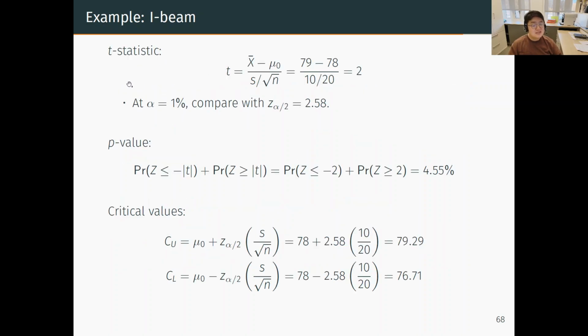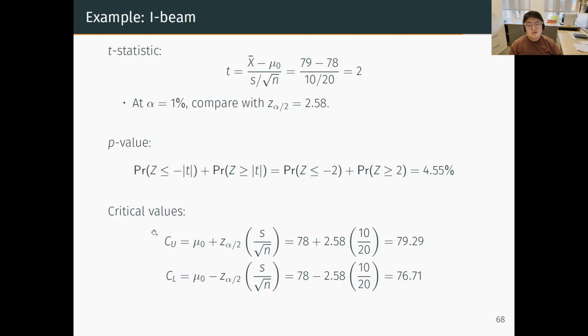So if you use the t-statistic, you are going to get plus 2 now, because the difference is plus 1 now, right? Your belief is 78. The data sample average is 79. After standardization, it is 2. But the threshold is 2.58. Okay? And if you calculate the p-value based on this t-statistic, it is 4.55%, because we are calculating tail probability outside plus minus 2.